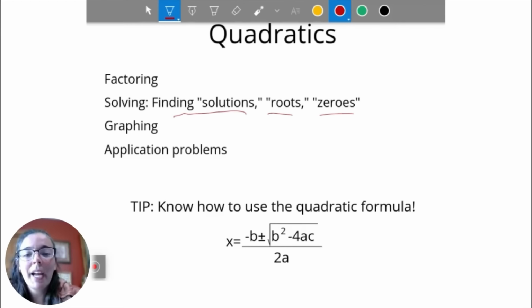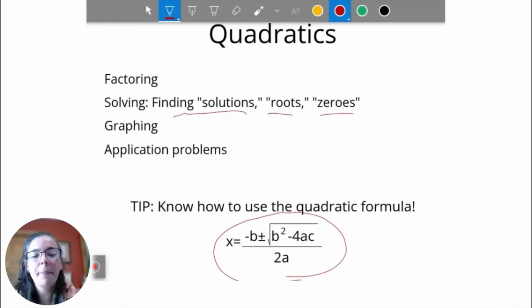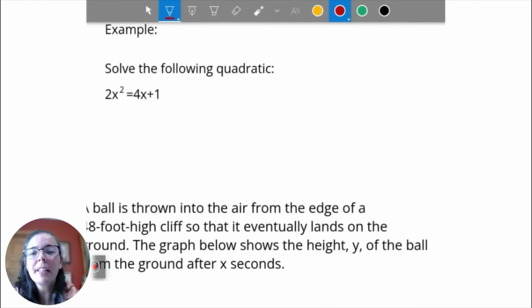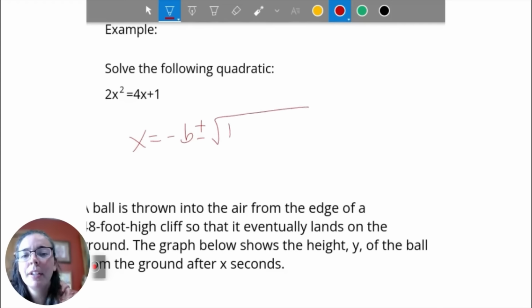So a big tip I have for different quadratics is know how to use the quadratic formula. Okay, so this quadratic formula can allow you to find solutions for any quadratic equation. So let's look at a couple examples. Let's solve the following quadratic. 2x squared equals 4x plus 1. So in order to do this one, let's practice the quadratic formula. So x equals negative b plus or minus the square root of b squared minus 4ac all over 2a.